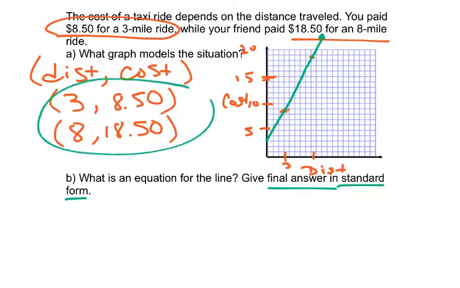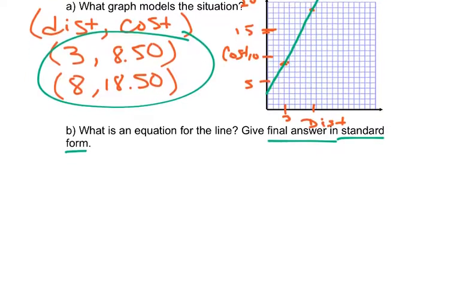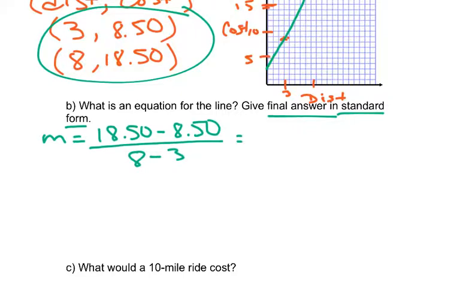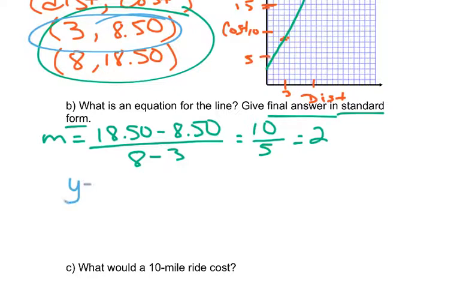So we have 2 points. So our main process for doing this then was to find our slope. So the change in y, y2 minus y1 over the change in x, x2 minus x1. That gets us 1850 minus 850 would be 10, and 8 minus 3 is 5, so our slope is 2. I'll just go ahead and use the first point here. So putting this in point slope form, y minus our y-coordinate equals our slope times x minus our x-coordinate.